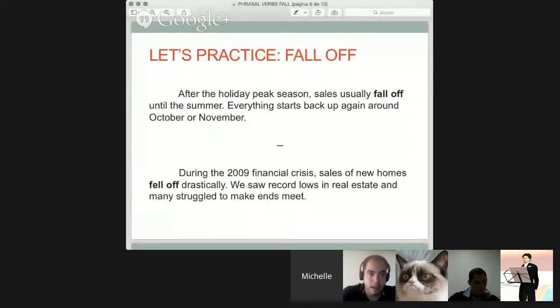Okay. During the 2009 financial crisis, sales of new homes fell off drastically. We saw record lows in real estate, and many struggled to make ends meet. Good. Okay.